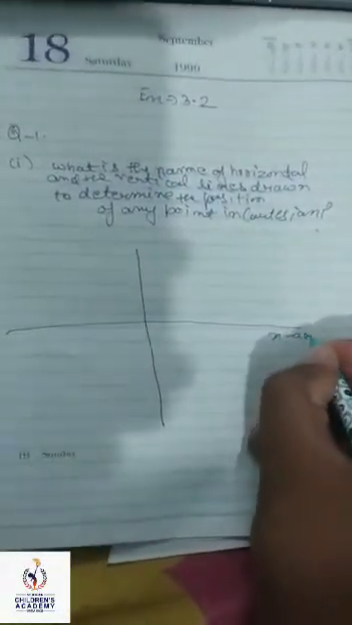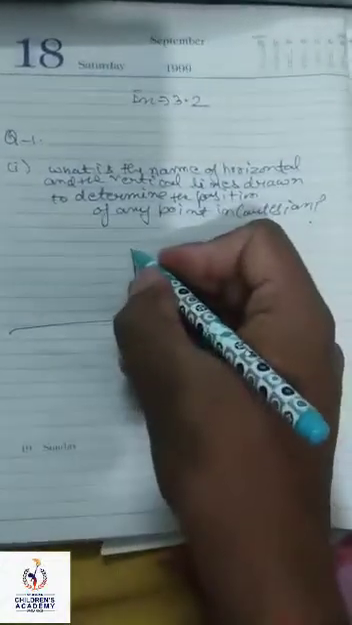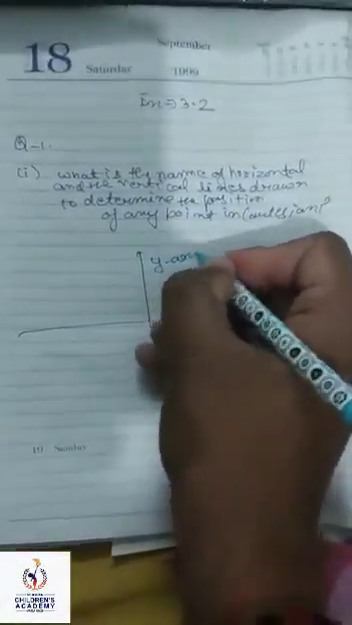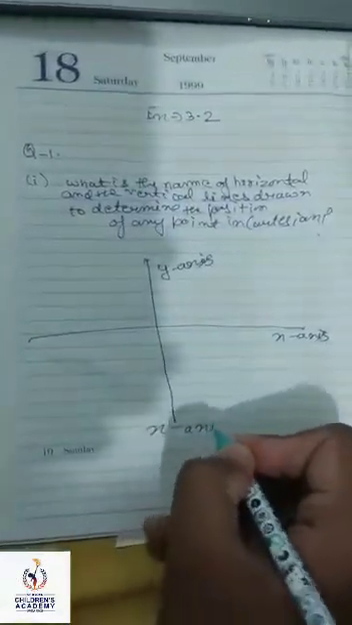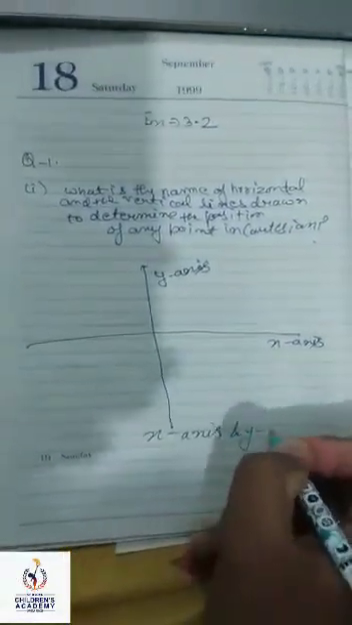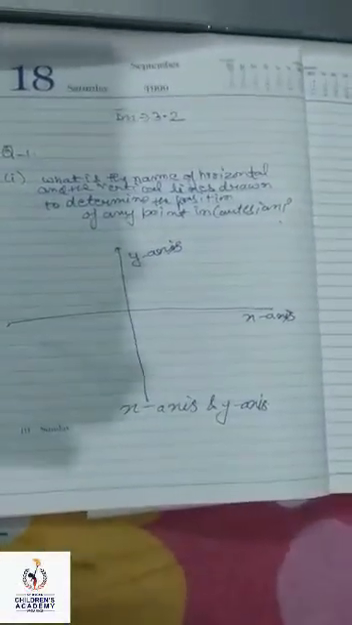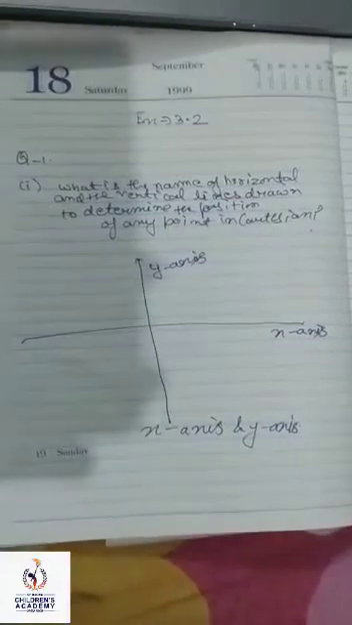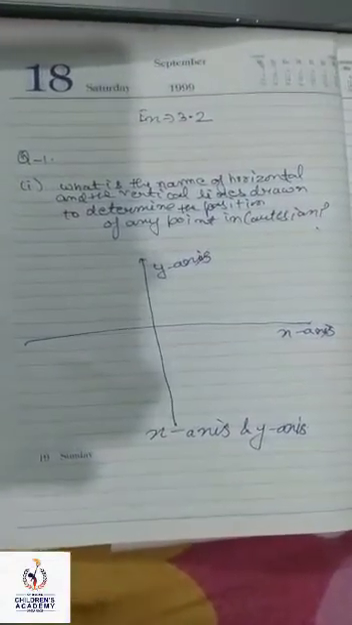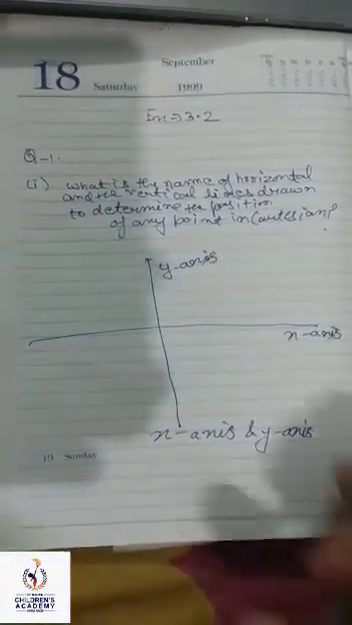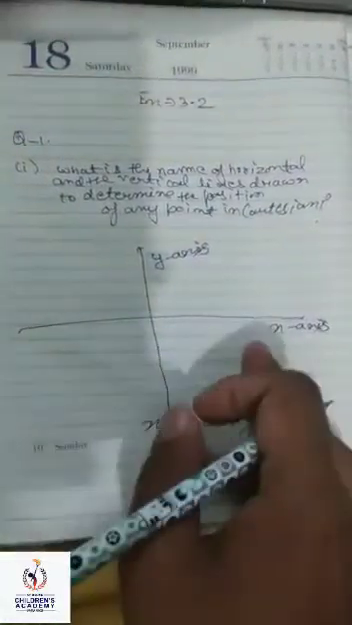So this horizontal line is called x-axis and this vertical line is called y-axis. So answer for this question is x-axis and y-axis. As it is asking that what is the name of the horizontal and vertical lines drawn to determine the position of any point in Cartesian. Okay, so in Cartesian plane two axes are there. First one is x-axis and second one is y-axis.